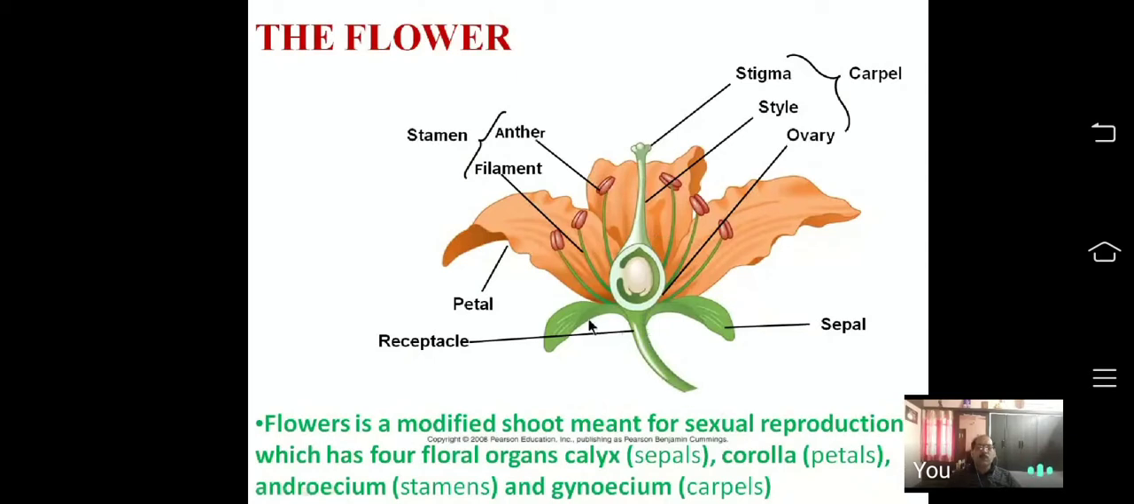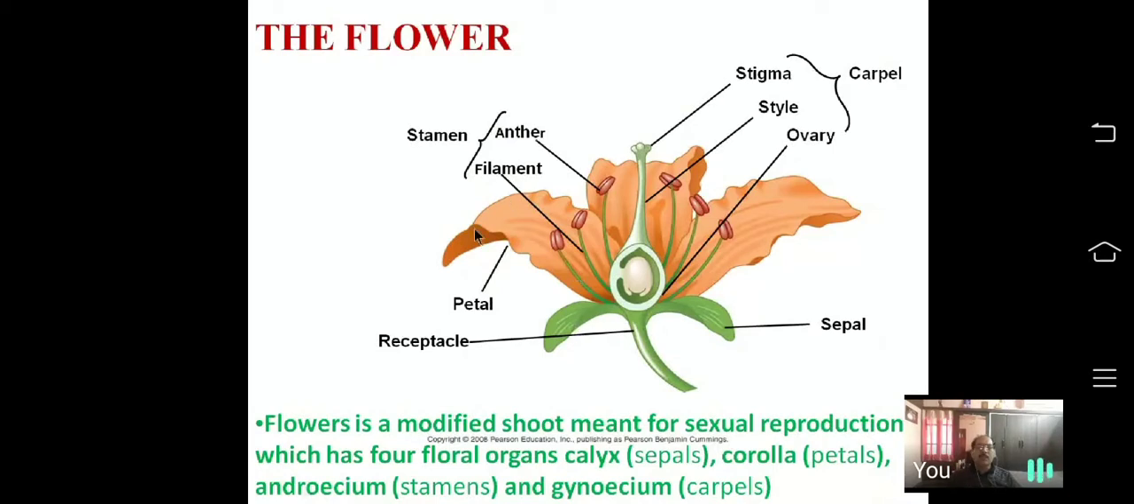The first whorl is the calyx. Its members or units are called sepals. This calyx is generally small sized and green colored like a leaf. It gives protection to a flower in the bud condition.